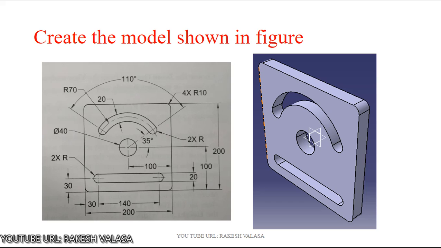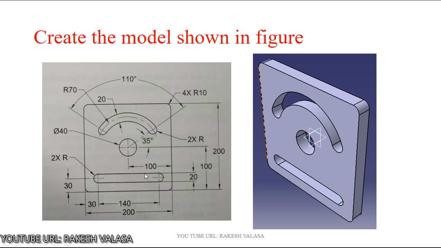In this video lecture, I am going to explain how to create the given model in CATIA V5 software. This is the given 2D sketch. We can consider this here. One center rectangle is there. This rectangle's four corners have a radius of 10 mm. In the center, one circle is there, and the circle diameter is 40 mm.